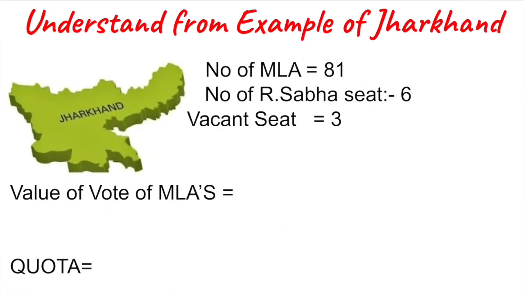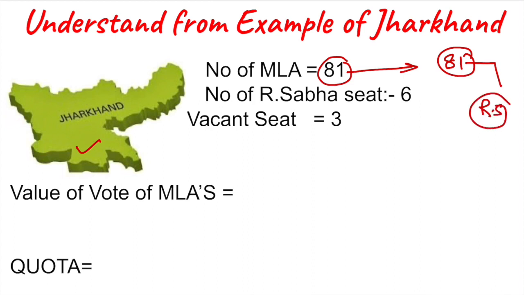Now coming to the single transferable vote system and how we can understand it. For that I use the example of Jharkhand. Now in Jharkhand, the total number of MLAs is 81. Why am I talking about this? Because these 81 MLAs will take part in the election of the Rajya Sabha.